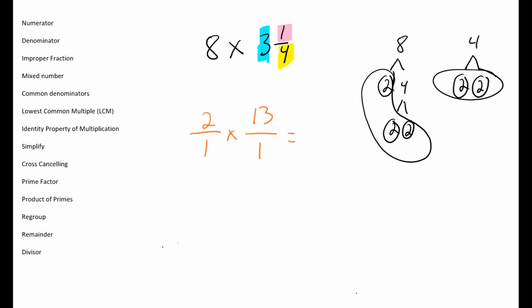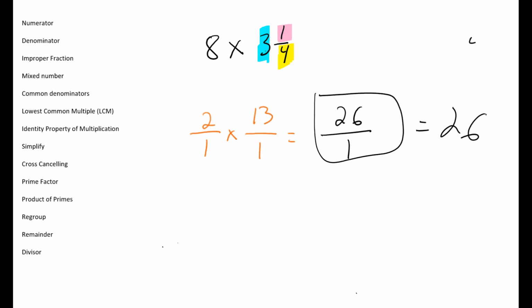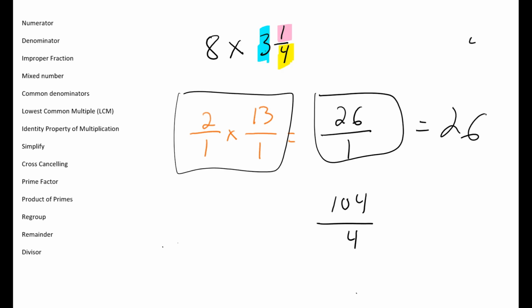Now when I multiply out, I just go 2 times 13, and that's going to be 26. And then 1 times 1 is 1. That's very easy because I know that 26 over 1 equals 26. Remember, anything over 1 is itself. That's a little bit easier than taking 104 and dividing it by 4. It's the same answer, but 26 over 1 is a little easier. So you should simplify before you multiply. That's the easy thing.